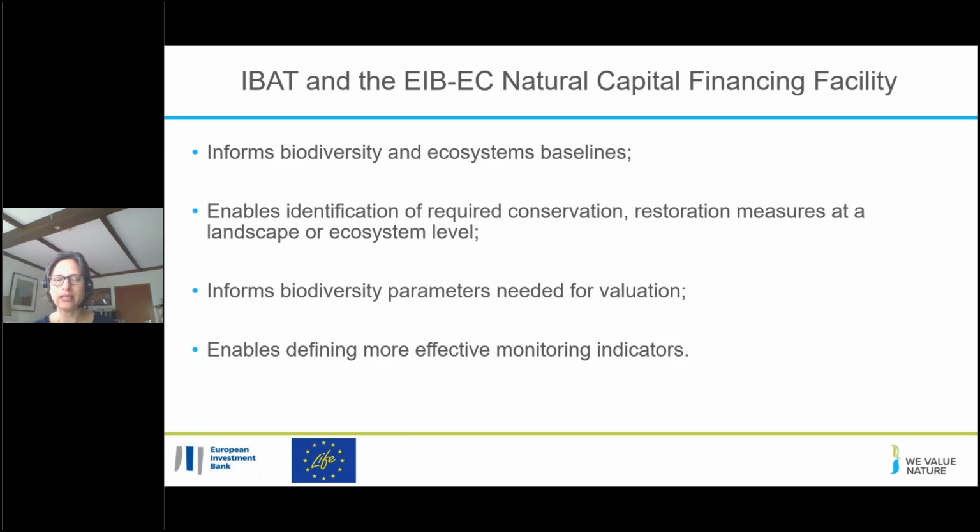And so what we do in those projects, actually for our purposes, is we run IBAT to understand a bit what is the biodiversity value of the sites where you might have restoration activities taking place, or where there will be enhancement or protection of biodiversity measures being put in place as a result of this natural capital project. And so it informs for us some of the biodiversity and ecosystem baselines. It also enables us to identify required conservation and restoration measures. So it gives us a good indication of the level of biodiversity we have there, and then also maybe what are the objectives we want to reach through this particular project.